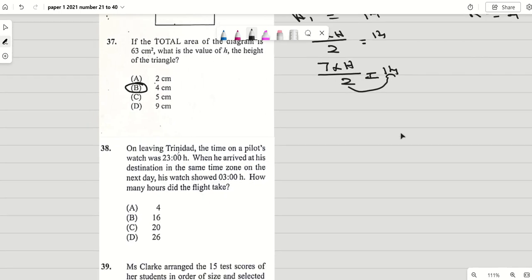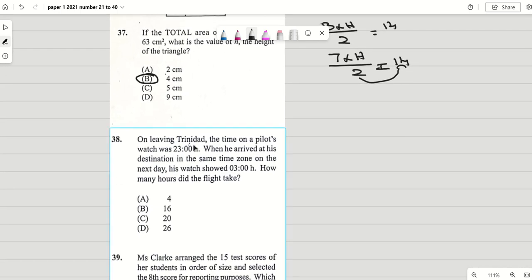All right, now let's look at number 38. On leaving Trinidad, the time on a pilot's watch is 2300 hours. When he arrived at his destination in the same time zone on the next day, his watch showed 300 hours. How many hours did he take to fly? So, first off, guys, 2300 hours is also known as 11 o'clock or 11 p.m.